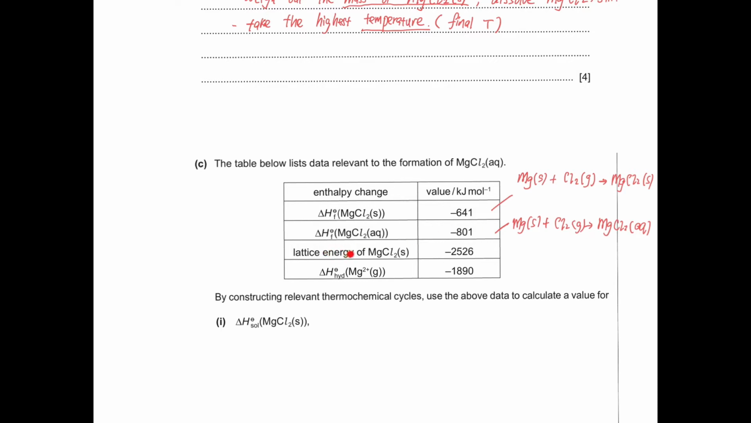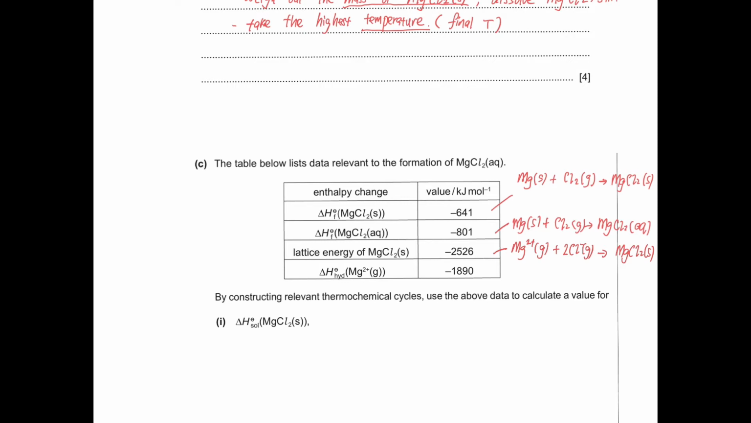Now, the lattice energy of magnesium chloride gives this value. So what is lattice energy? Let's take a quick revision on this. Lattice energy is when magnesium ions and chloride ions in gaseous phase combine to form magnesium chloride solid. That is lattice energy. So lattice energy is released when this reaction happens.